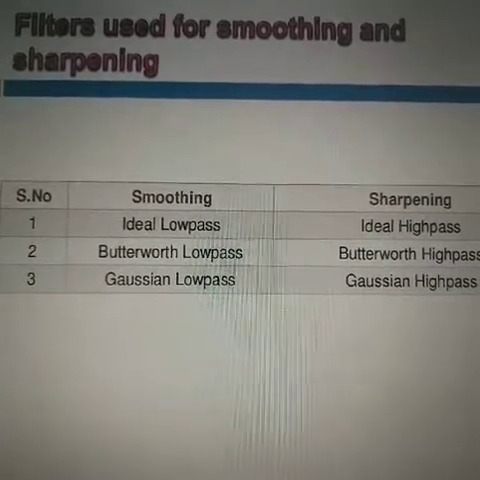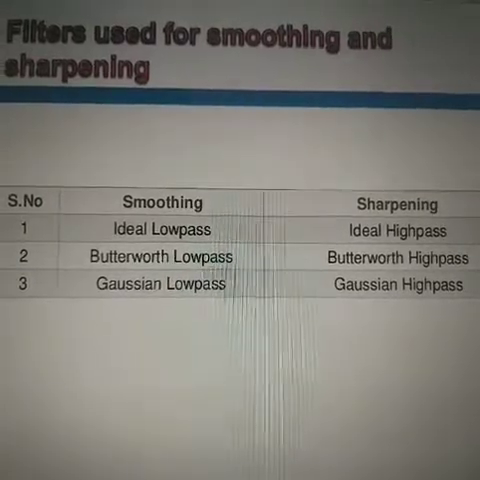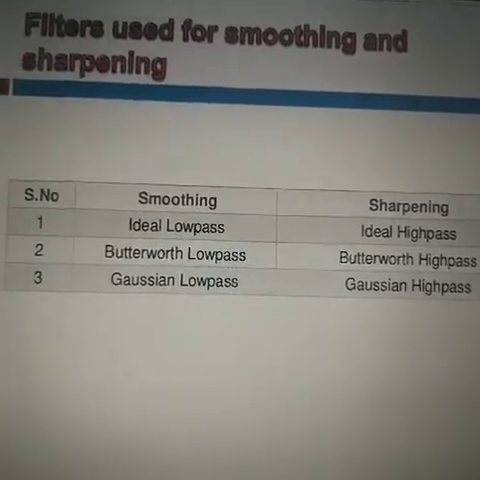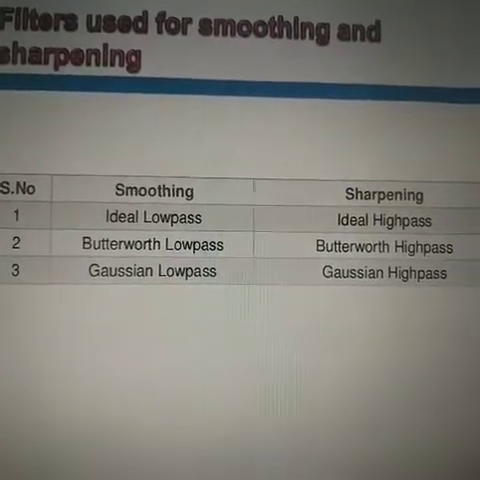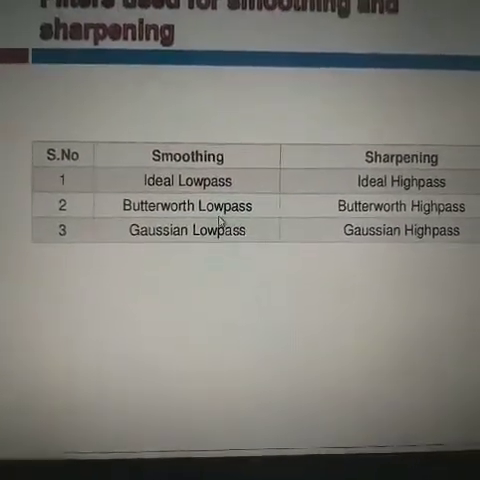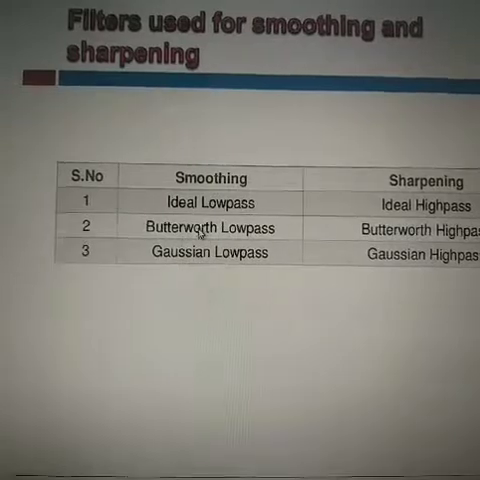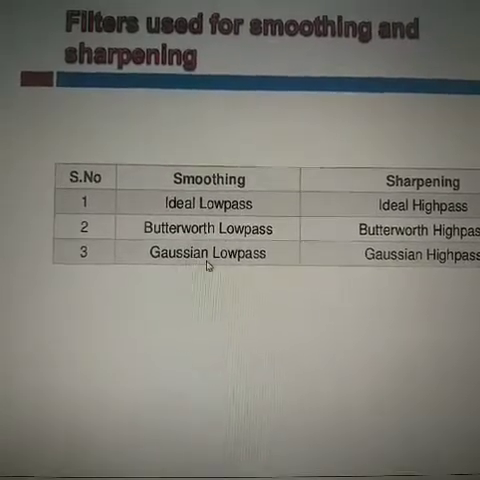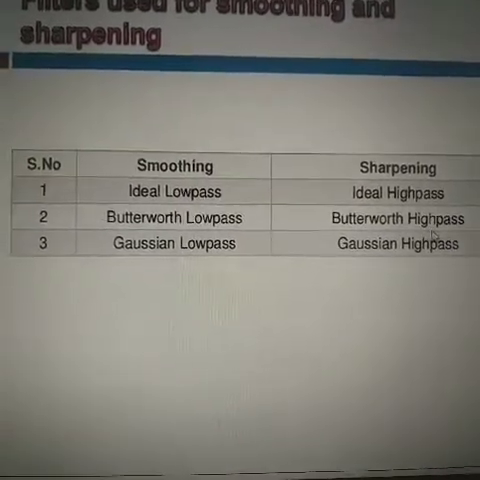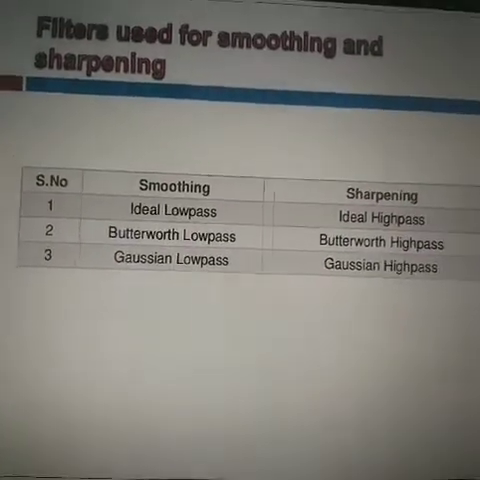In a similar manner, the frequency domain is also done with respect to smoothing and sharpening, and there are various filters to be used for smoothing and sharpening to enhance any image by using the discrete Fourier transformation function. In the smoothing case, we have the ideal low pass filter, Butterworth low pass, and Gaussian low pass. In case of sharpening, we have the ideal high pass filter, Butterworth high pass filter, and Gaussian high pass filter. We will discuss all these filters one by one.